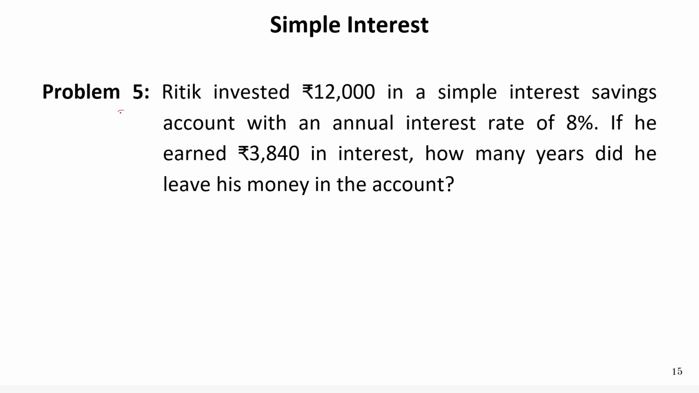So let's see problem number 5. Ritik invested 12,000 in a simple interest savings account, okay, with an annual interest rate of 8%. So if he earned this much amount in interest, how many years did he leave his money in the account? Okay, so he invested this much amount, so this is equal to P. Simple interest with an annual interest of this much, so R is equal to 8, right? So he earned this much in interest, so SI is equal to this.